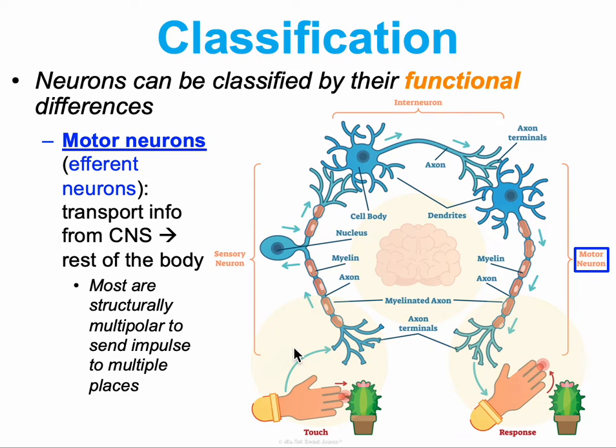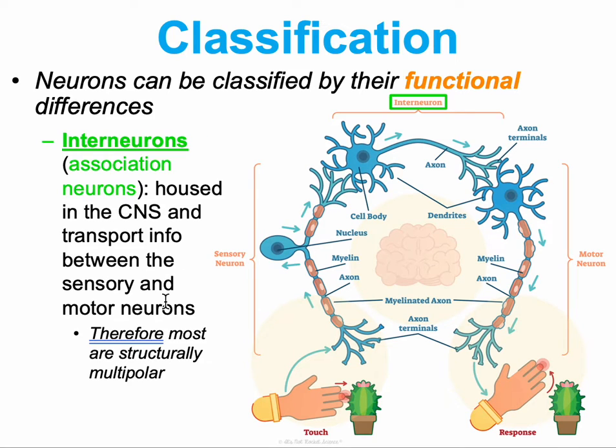Next, we have motor neurons, which is on the right side of this diagram, so it's right here. These are going to transport information from the central nervous system to the rest of the body. These are usually going to be multipolar because they're going to need to send the impulse to multiple places. So here, it's just going in the opposite direction, as you can see.